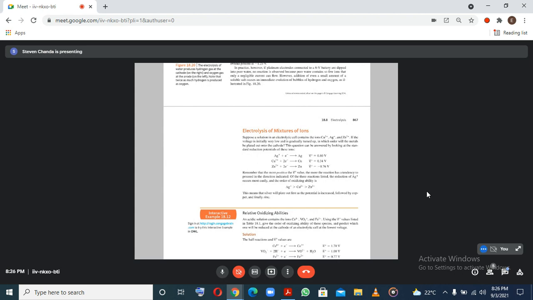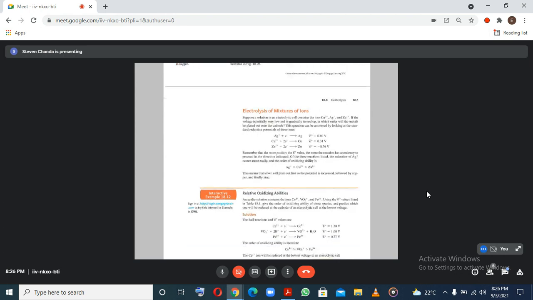Also, the one which will be reduced at the lowest voltage is the one that is easily reduced, okay? Or the one that has got the most positive standard reduction potential. So basically, that's pretty much how we go about these things.